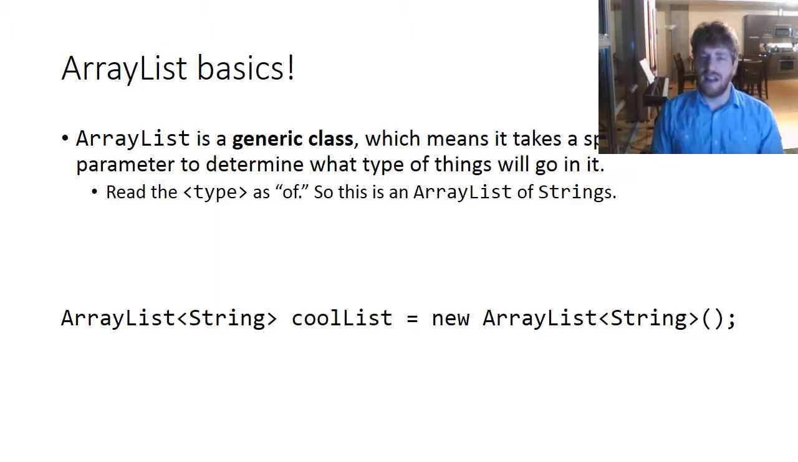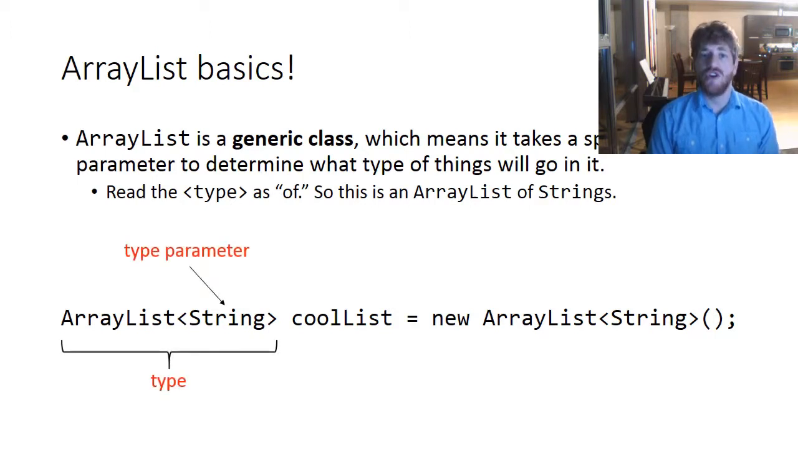And here in this line, we're creating a new array list of strings. And it's just like creating any new object, except we have an extra special parameter. So ArrayList of String is the type of our variable. And the String itself is what's called the type parameter. And again, it tells us what we're allowed to put in the array list. So we won't be allowed to put anything in this array list besides strings. And then, of course, we have the variable name. I've decided to call this list coolList.